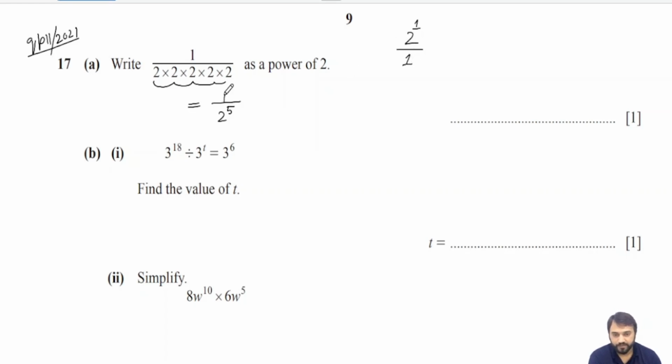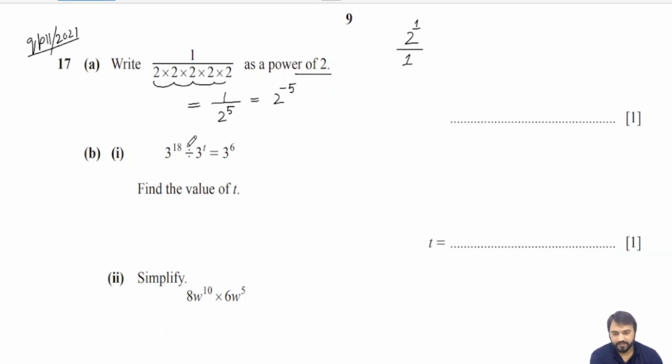Okay, like this. So we have 1 over 2 raised to power 5 and we have to convert it into the power of 2. This is 1 over 2 raised to power 5. So bring it up, it will be 2 raised to power minus 5. The sign will change. Which sign? The power sign.